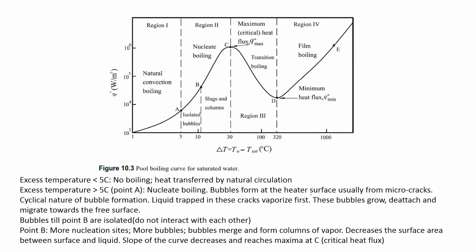This is the most important curve that you will encounter in boiling. This is the degree of superheat. Degree of superheat is nothing but the wall temperature away from the saturation temperature, right. And this is the heat flux. So, when the excess temperature, that is the wall temperature minus the saturation temperature, is less than 5 degrees Celsius, that means less than this mark, there is no boiling at all. The heat transfer is by natural circulation, right.